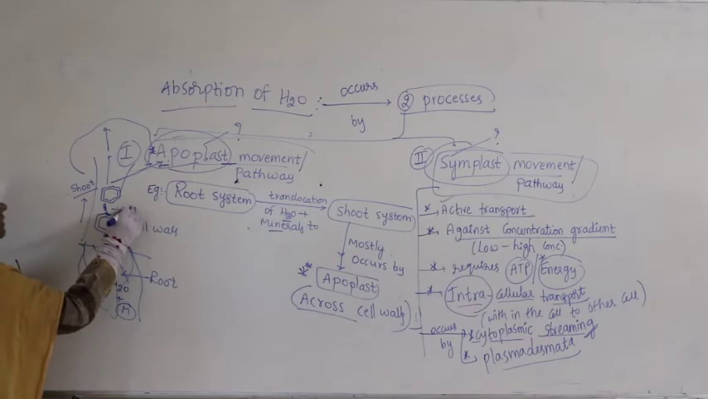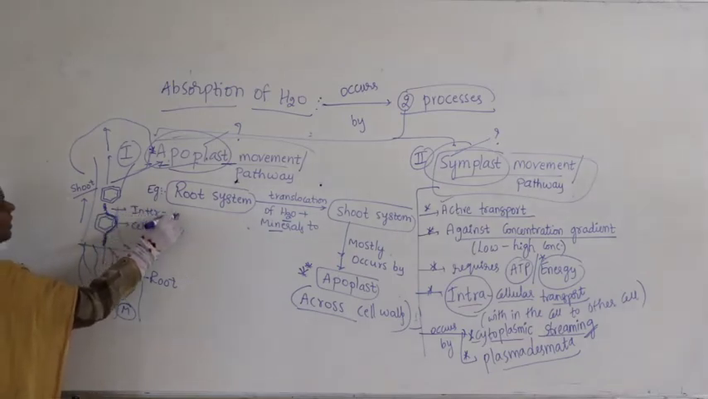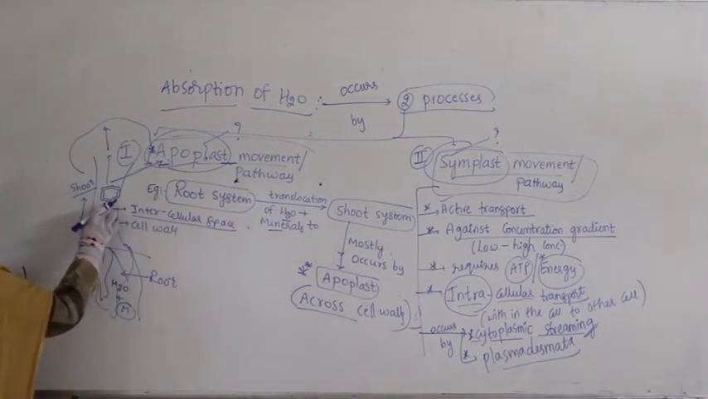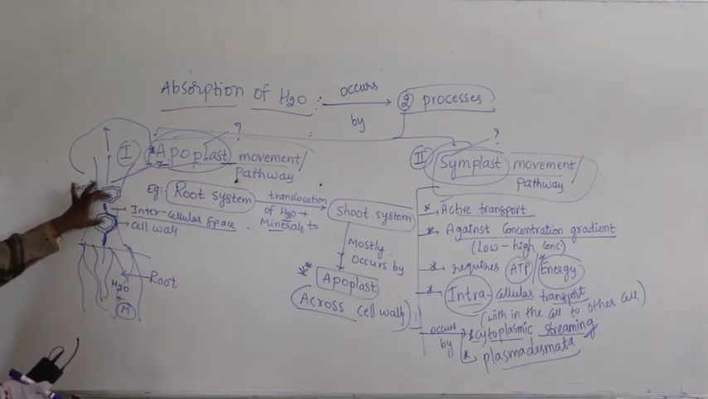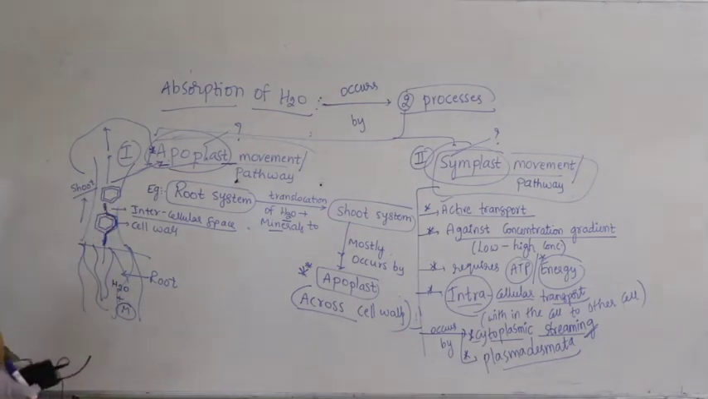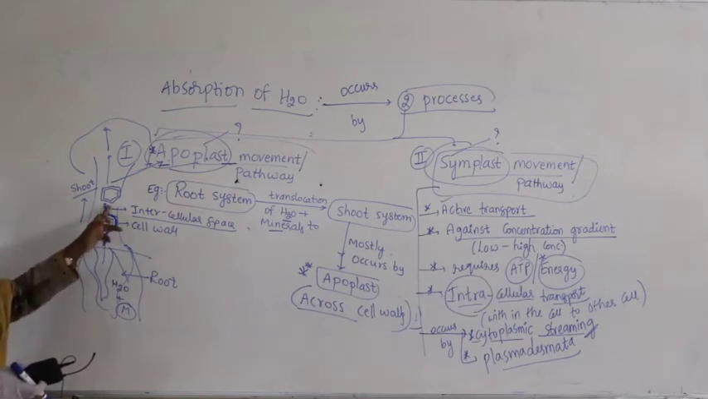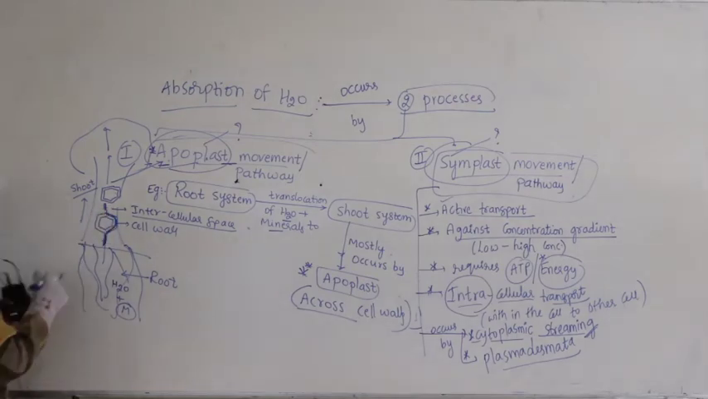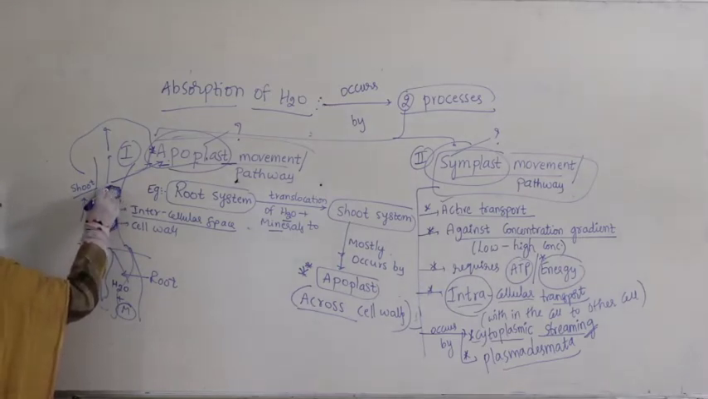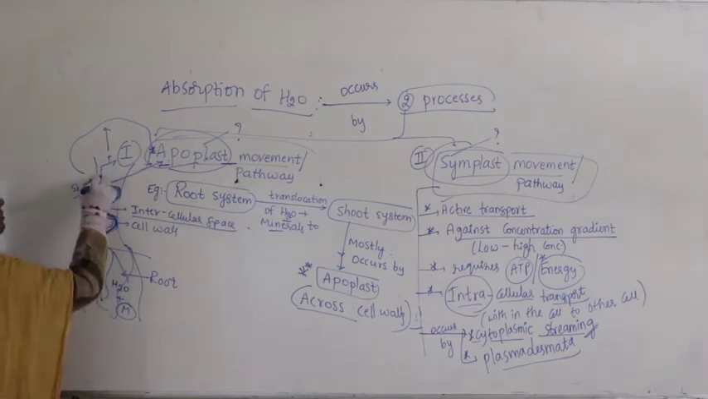What do you call this space? Intercellular space. The space between two cells is called intercellular space. Across the cell wall, it comes out into the intercellular space, again enters into the cell wall, again comes into the intercellular space, and again goes across the cell wall.